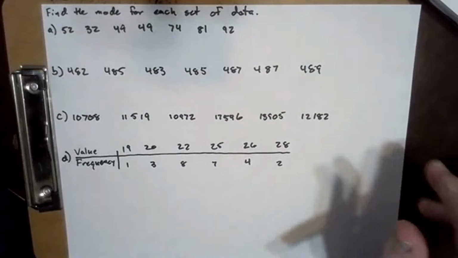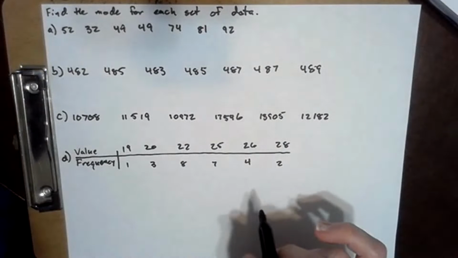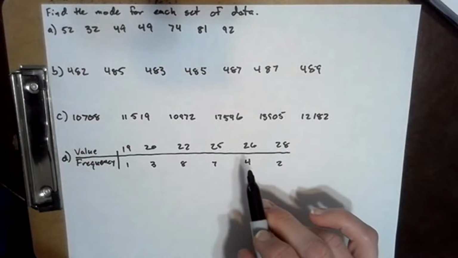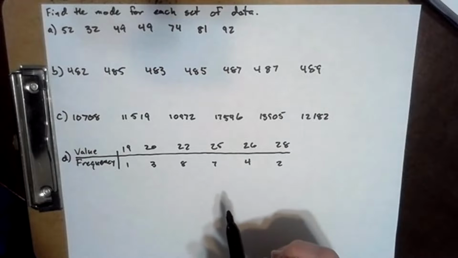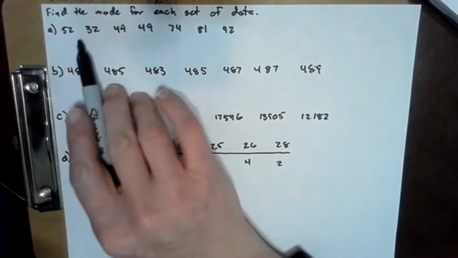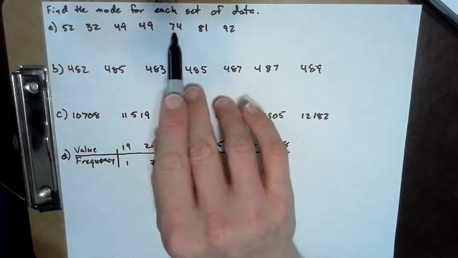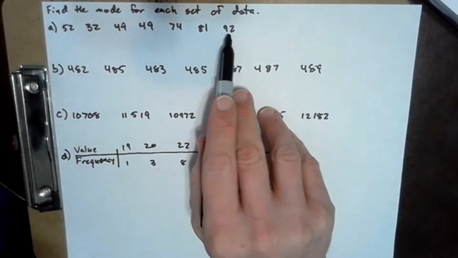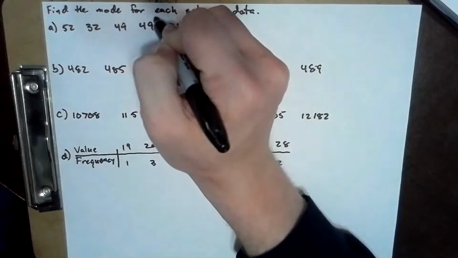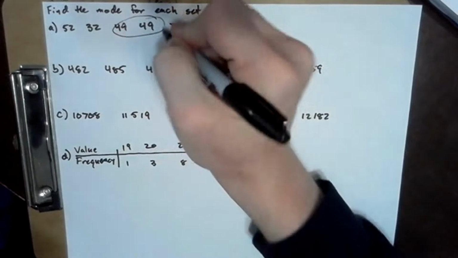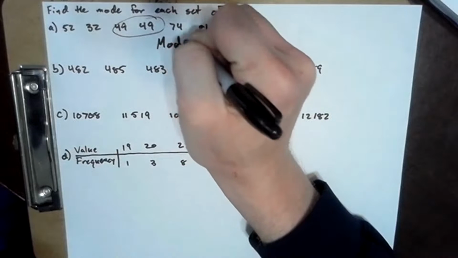Find the mode for each set of data. The mode is the value that occurs most frequently, so we can go through the data and see which one occurs most often. Here we've got 52, 32, 49, 49, 74, 81, 92. Only one of these values appears more than once, so the mode is 49.